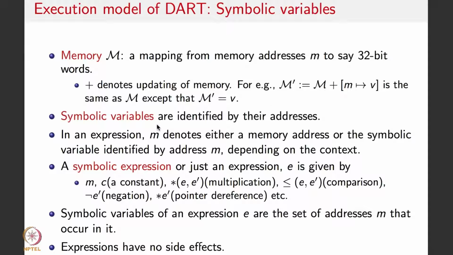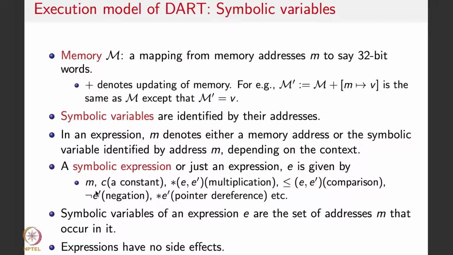What are symbolic variables? As I told you, symbolic variables are defined by their addresses. Now, in an expression, M will denote either a memory address or a symbolic variable identified by that address depending on the context. As we move on, this will become clear. Now, what is a symbolic expression? A symbolic expression is the same as our arithmetic and logical expressions as we saw in the last lecture, but instead of working over normal variables, it works over symbolic variables.